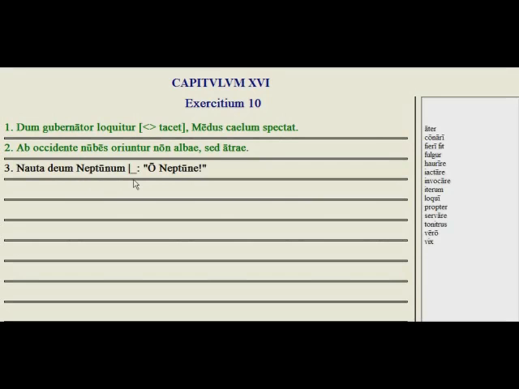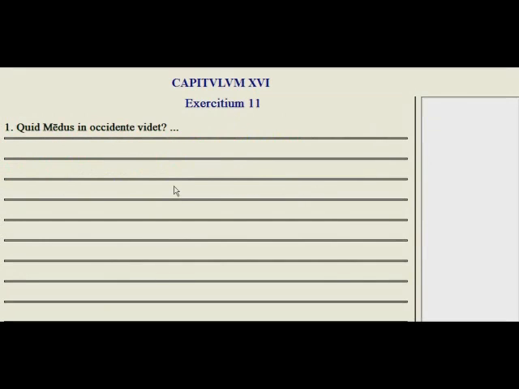So we want the verb that the derivative invocation comes from, which is invocat. Calls upon Neptune. O Neptune. Let's try the question and answer section. So, "Quid Medus in occidente videt?" What does Medus see in the west? "Medus atras nubes, or nubes atras videt." He sees black clouds.